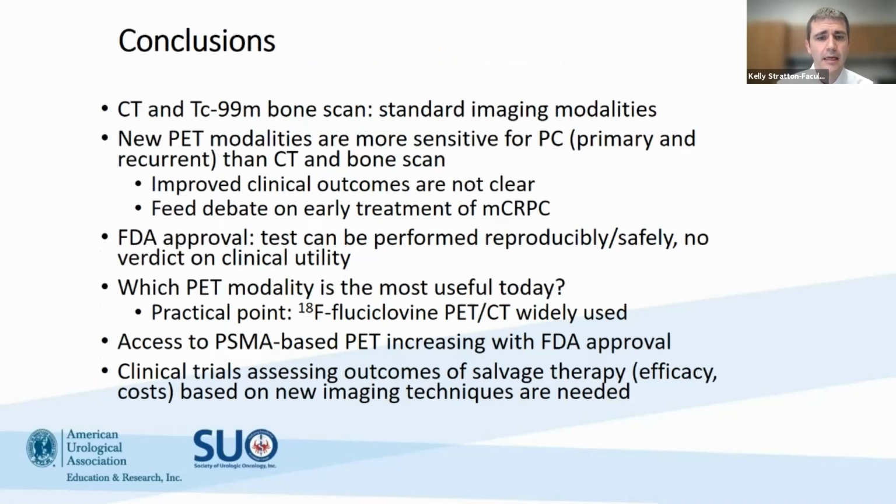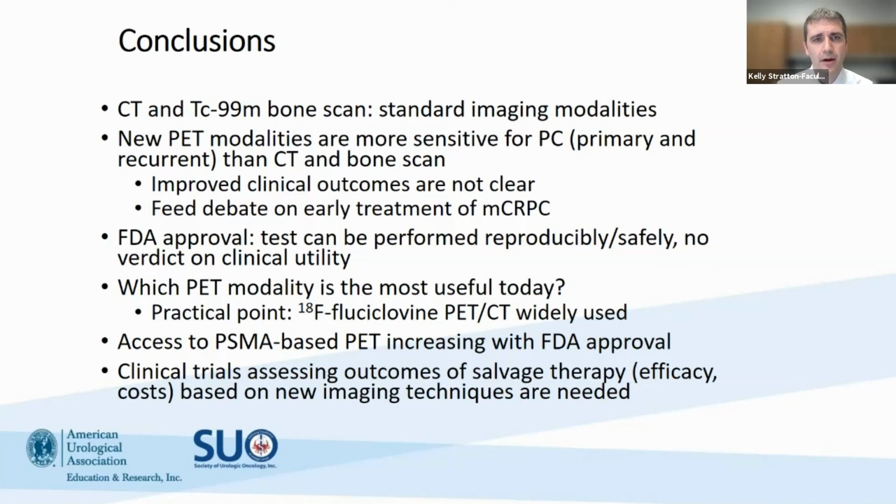In conclusion, conventional imaging is still something that is standard and widely performed. That includes CT scan and bone scan. However, new PET modalities, which are more sensitive for prostate cancer than CT and bone scan, are on the market, and they're becoming increasingly more available.